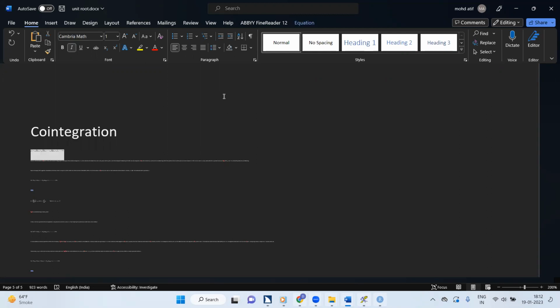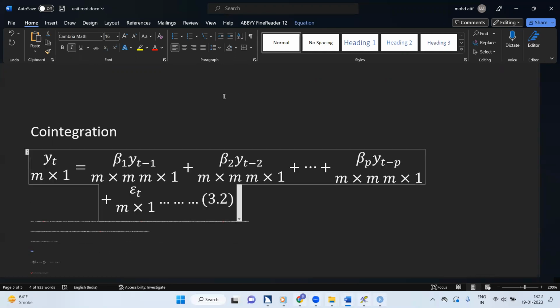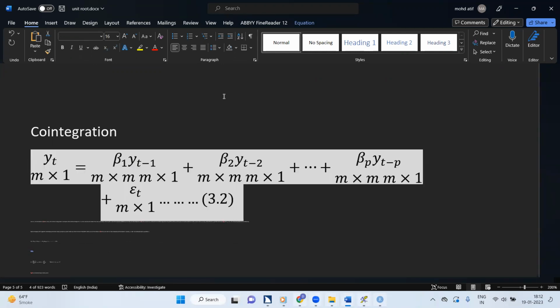So look at this model. This is a simple VAR. I think you all are able to recognize this is just a VAR, right? So the thing is that this y is a vector. It is an m by 1 vector, meaning there are m variables. If m is equal to 3, there are 3 variables, y1, y2, y3. If m is equal to 6, there are 6 variables, y1, y2, y3, y4, y5, y6. Okay. So now this is a VAR.